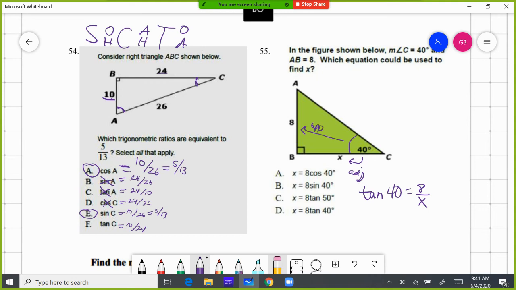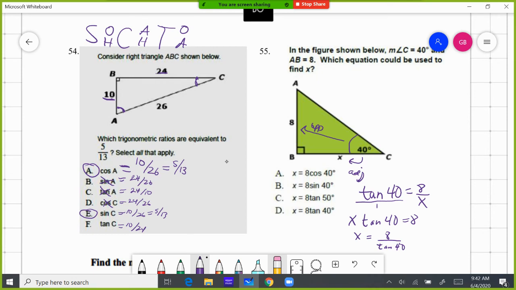And if I solve for x, first you cross multiply. So this was over 1. If you cross multiply, you get that. And then if you divide both sides by the tangent of 40, you get 8 over the tangent of 40. Okay. That's none of these answers.